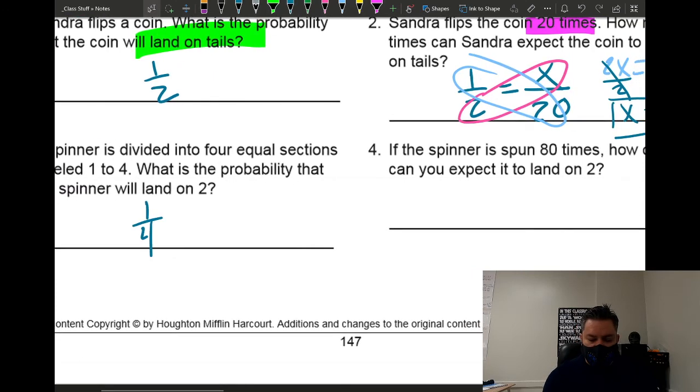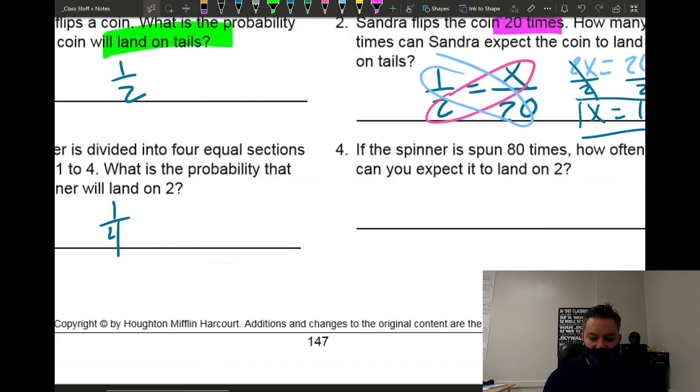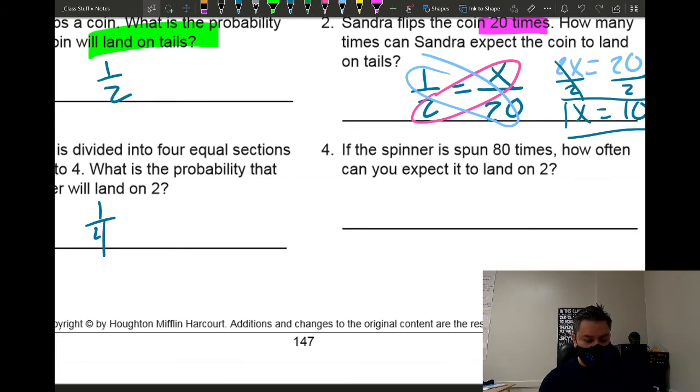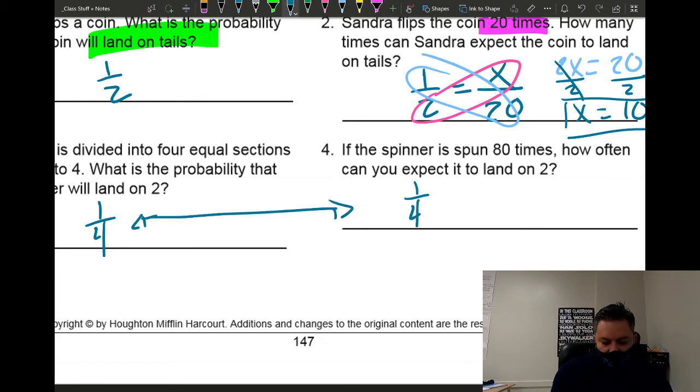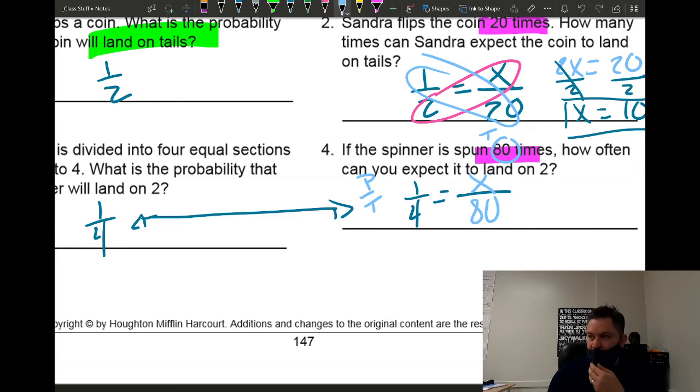Now, if the spinner is spun 80 times, how many times can you expect to land it on 2? So we're going to use that probability that we just found, and we're going to move it right here. And again, how many times are we doing this experiment? 80 times. So that's the number. That's the total. Remember, that is part over total, right? So 80 goes right here. X goes on top. You're going to do cross products.